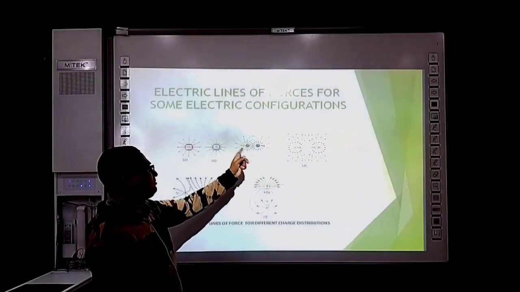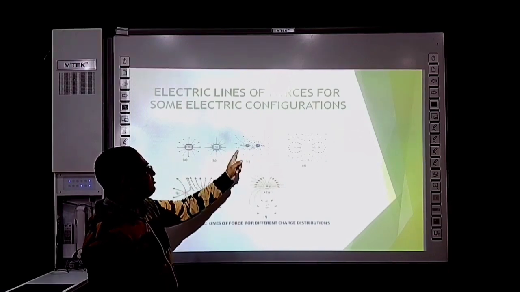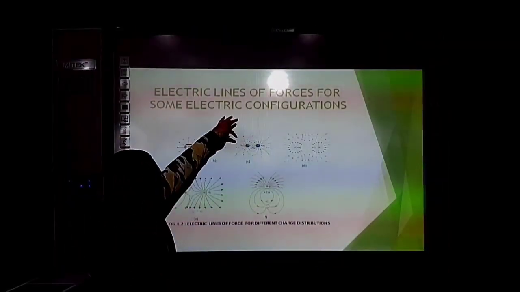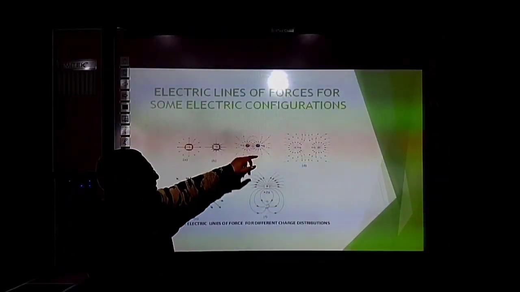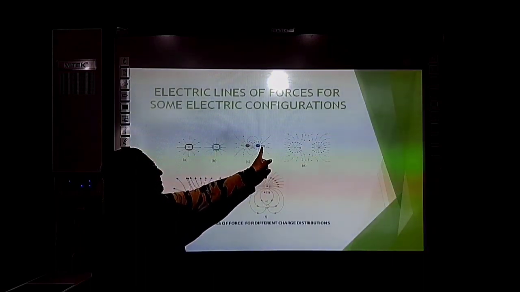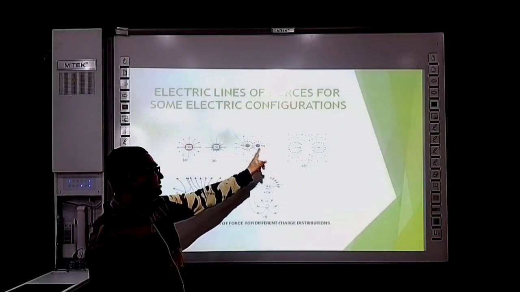And this is an electric dipole, plus Q and minus Q. The lines of force are coming out of the plus Q charge, and they are entering the negative charge, minus Q.